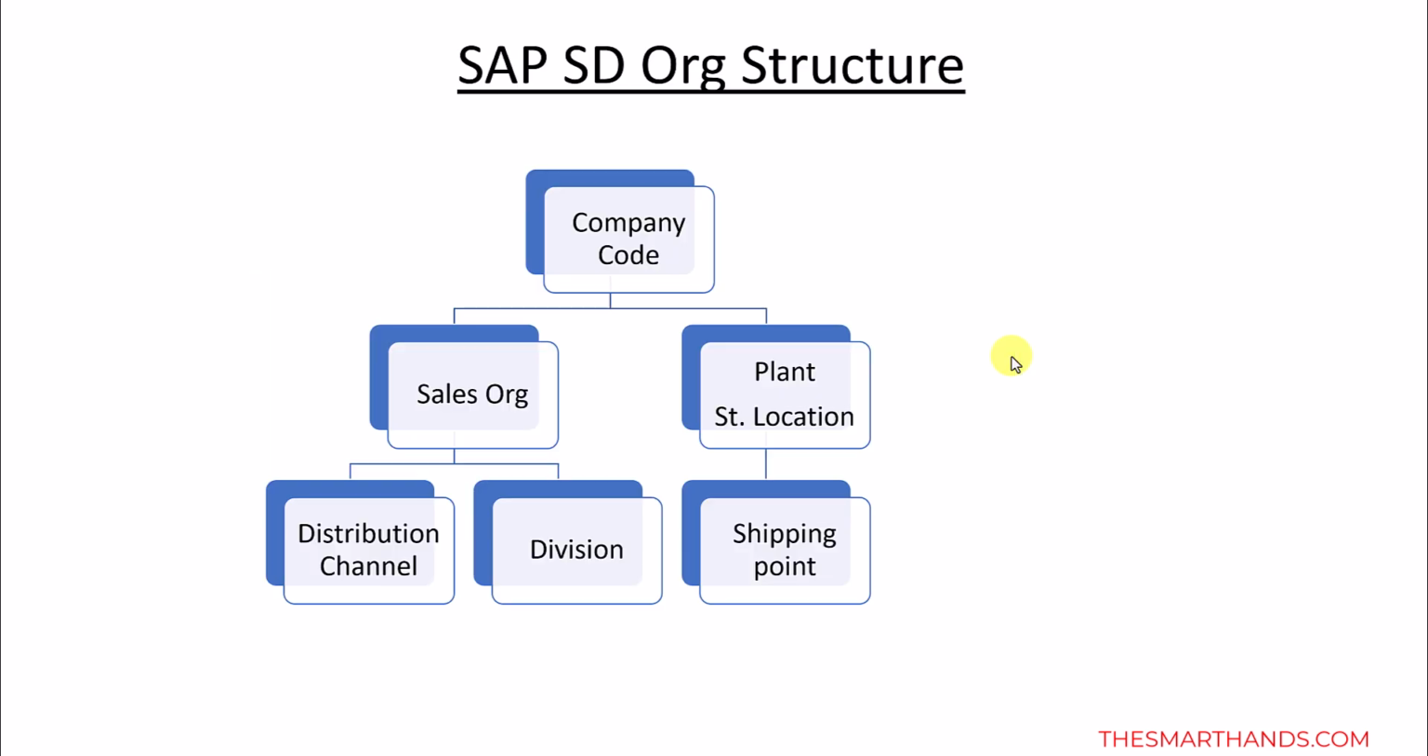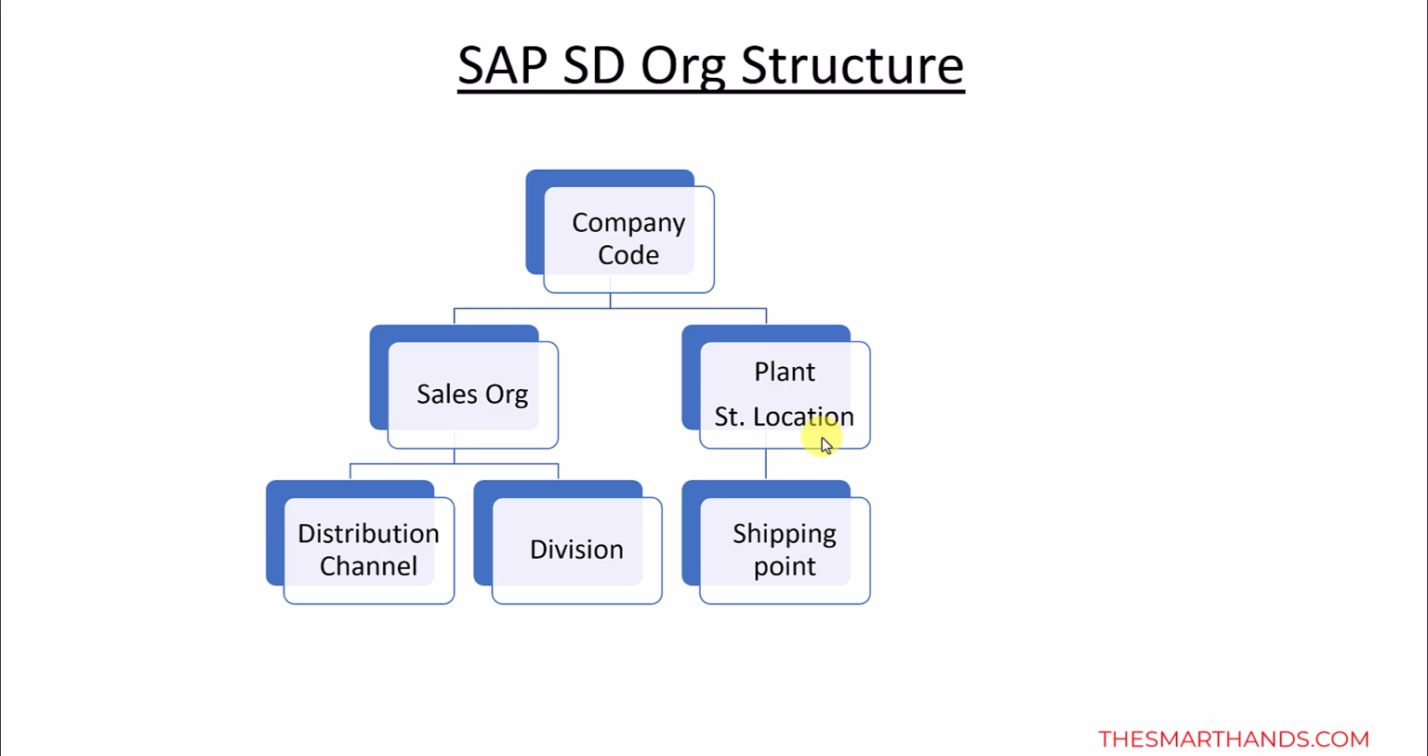So basically, to create a sales order, outbound delivery, and billing document, this is the org structure you need. You need to find the right company code, sales org, distribution channel, division, plant, shipping point, storage location, etc. If you know how to create them, then well and good, go and create it. If you don't know, then use the existing one and I will tell you which one to use.